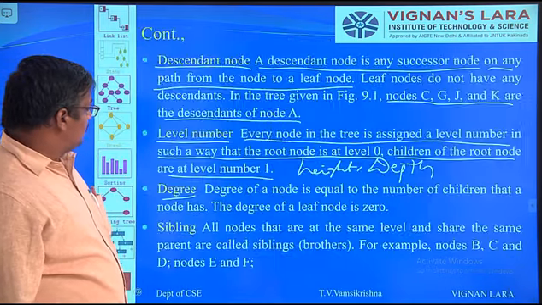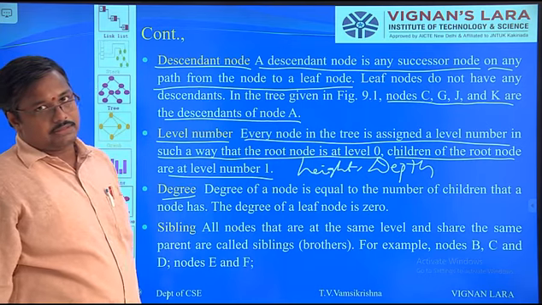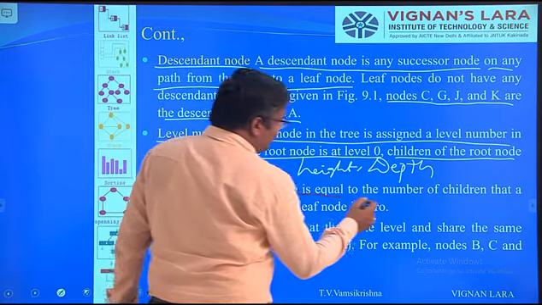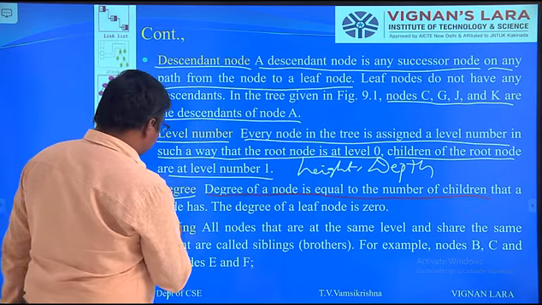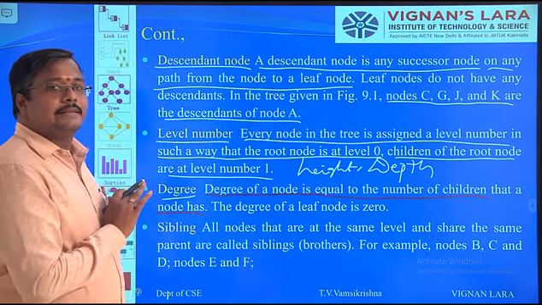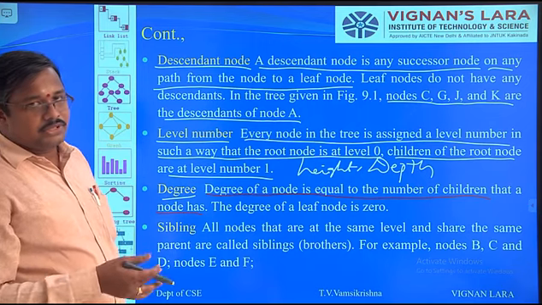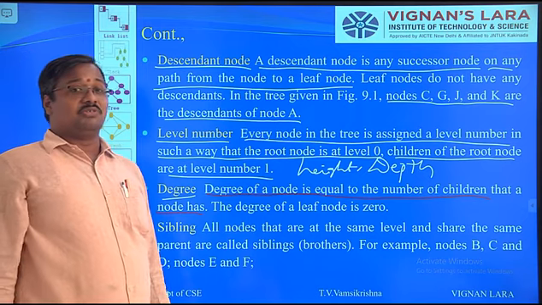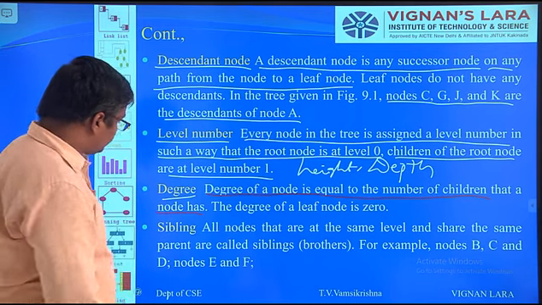That is the full explanation for this. The degree of a node is equal to the number of children that node has. Here we observe one more point also. All the leaf nodes have degree 0. Why? Because they have no children.